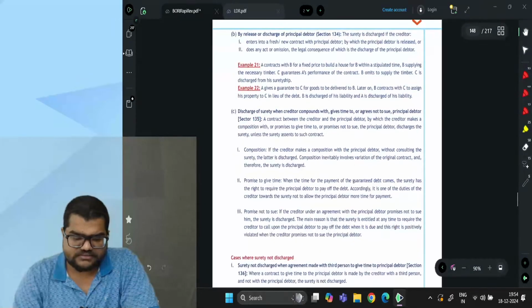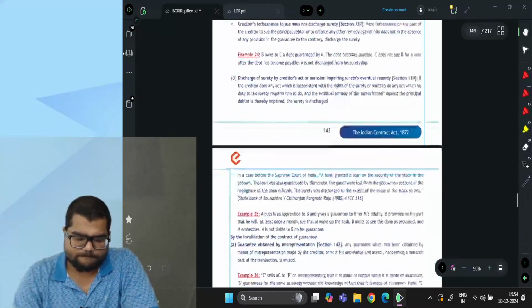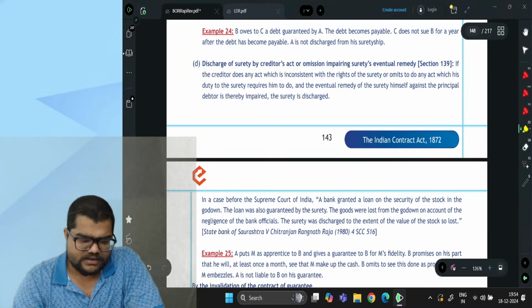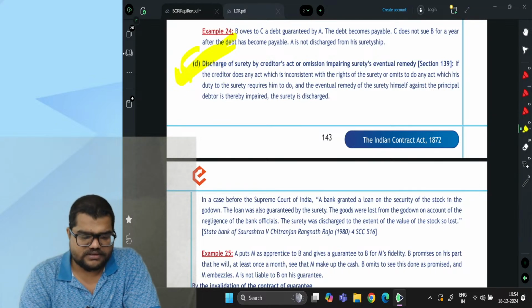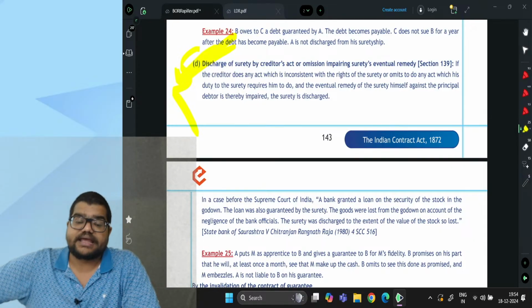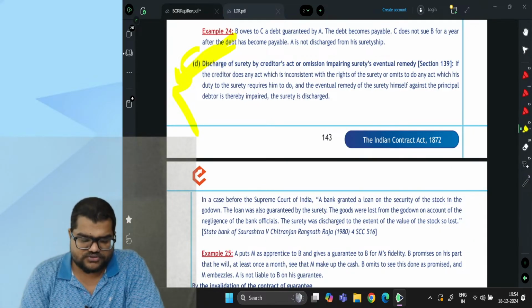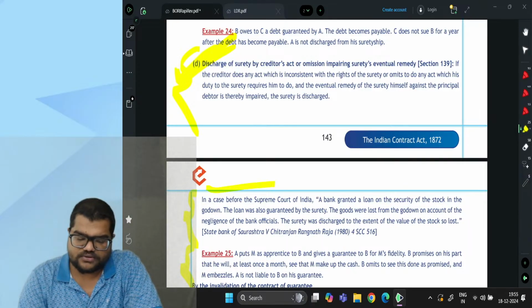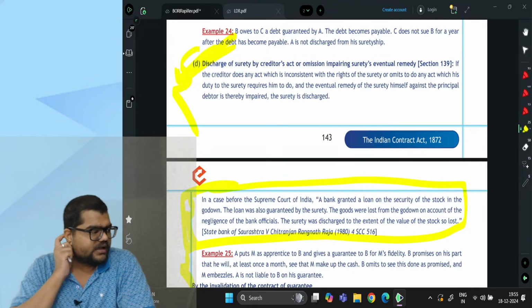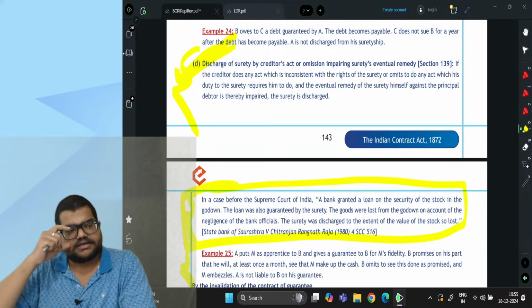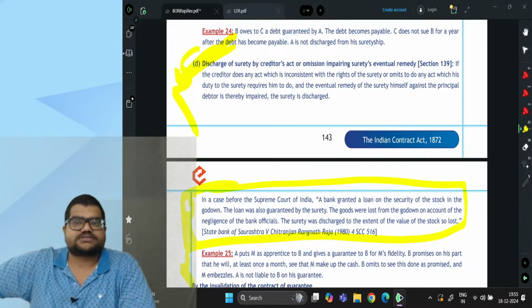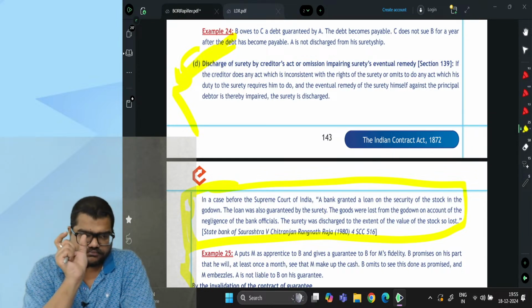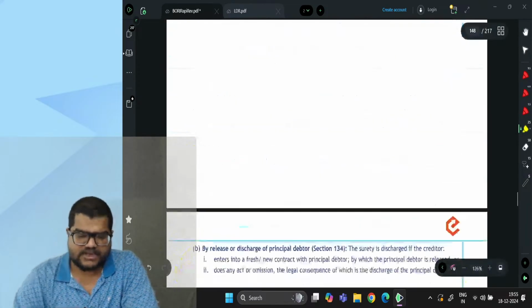Basically, I tried to make you understand this point. Where is it exactly? Okay, here we are, 139. Discharge of surety by creditor's act or omission, impairing surety's eventual remedy. So the case law and the example. If you can just take a minute and read the case law, I think you will understand this more clearly. Because of the negligence of the creditor, there was a loss in the value of the stock. So ultimately, surety will be discharged by the value reduced, and this was the diagram.